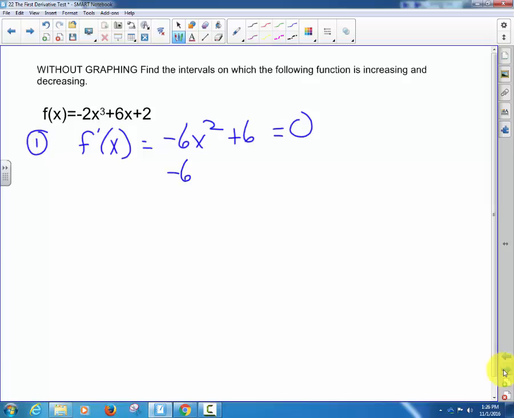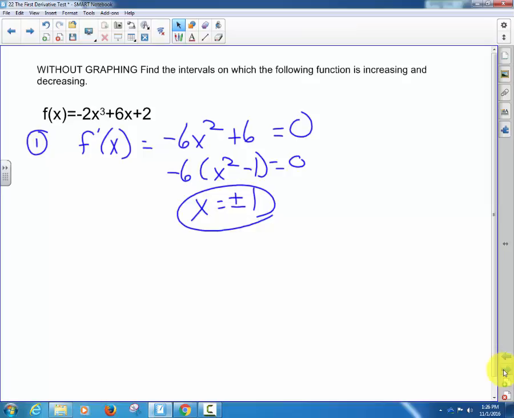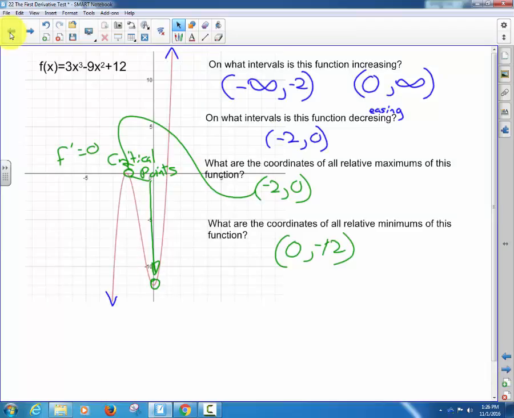Negative 6, I'm going to factor that out and get x squared minus 1 equals 0. So x equals plus and minus 1. I got 2 answers out of it. So I've got 2 critical points. Would you buy that? All right. So now, that kind of relates to these points here.